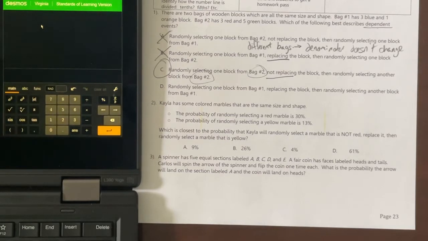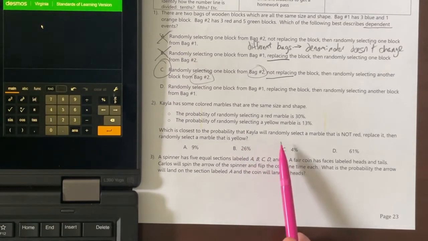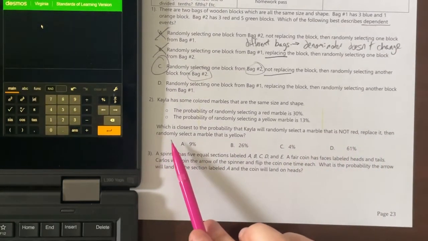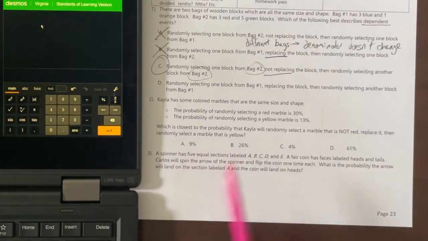All right, for number 2, it says Kayla has some colored marbles that are the same size and shape. The probability of randomly selecting a red marble is 30%, and the probability of randomly selecting a yellow marble is 13%. Which is the closest to the probability that Kayla will randomly select a marble that is not red, replace it, and then randomly select a marble that is yellow?